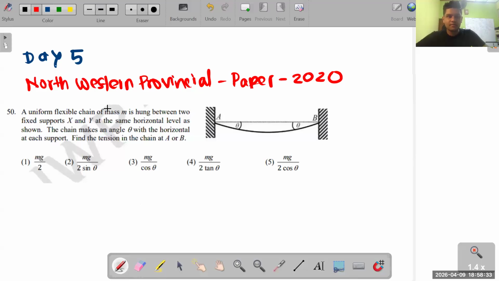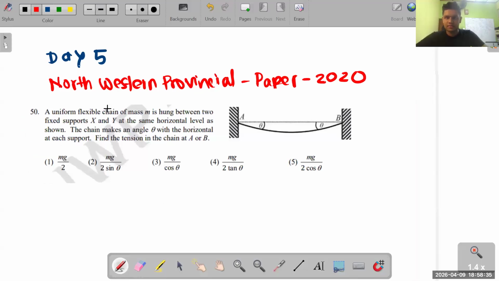This question was a provincial question, not a past paper question. It was the Northwestern Provincial Paper 2020, and it was the 50th question. So what are the main steps to do a question? I have said it in the previous questions also. First we should read the question carefully. Second, we should arrange the information they have given in an ordered manner. And last, we should analyze what laws and equations we can apply, and what theory we can use here.